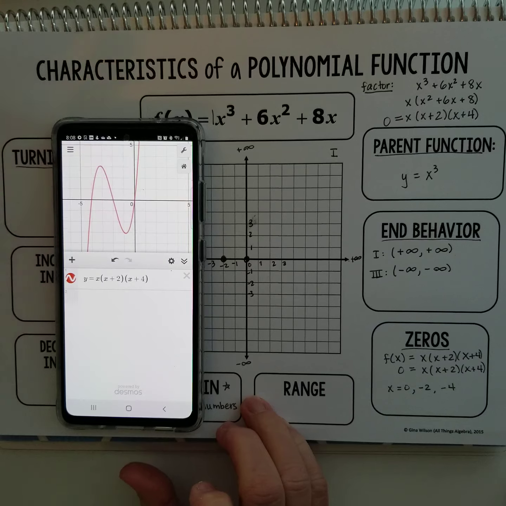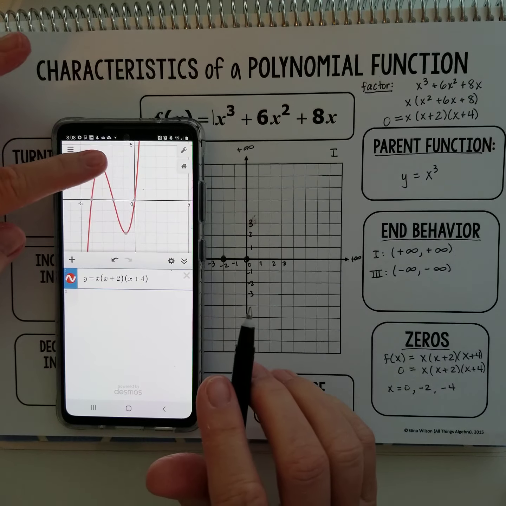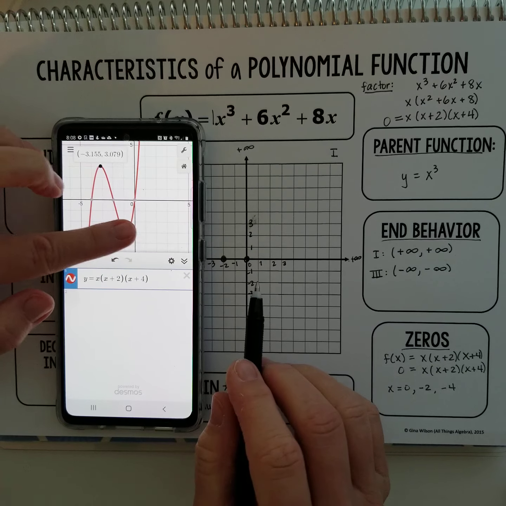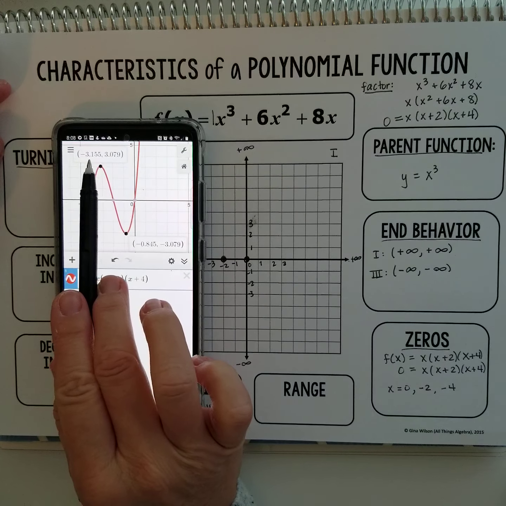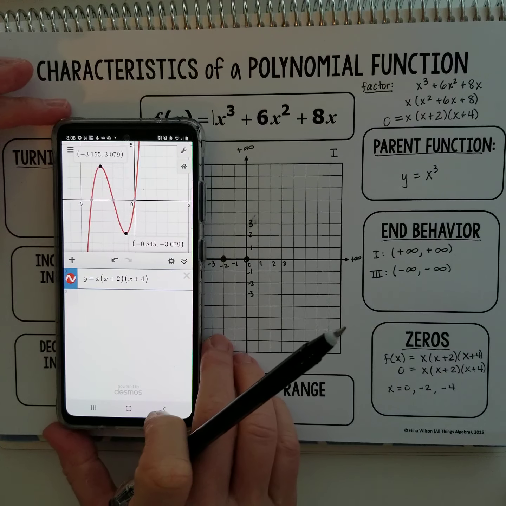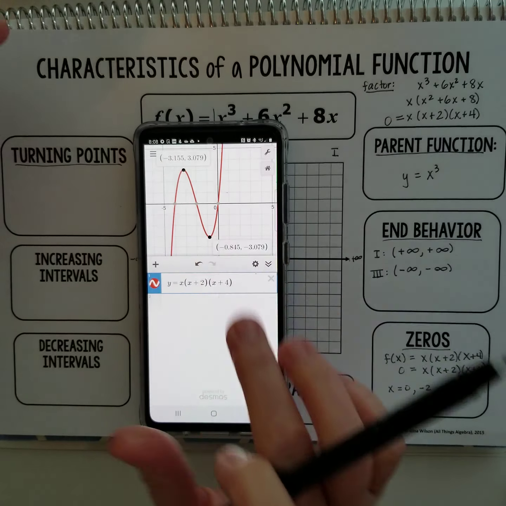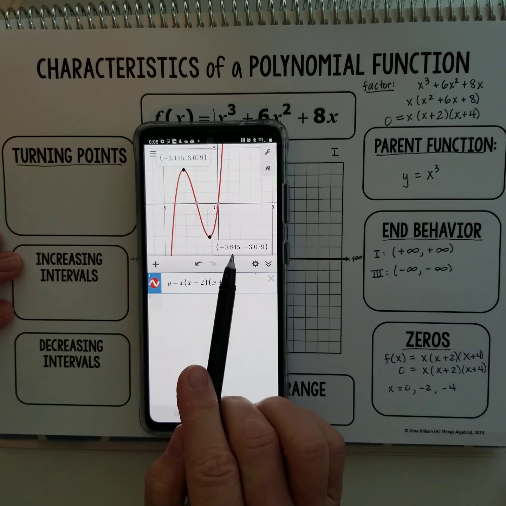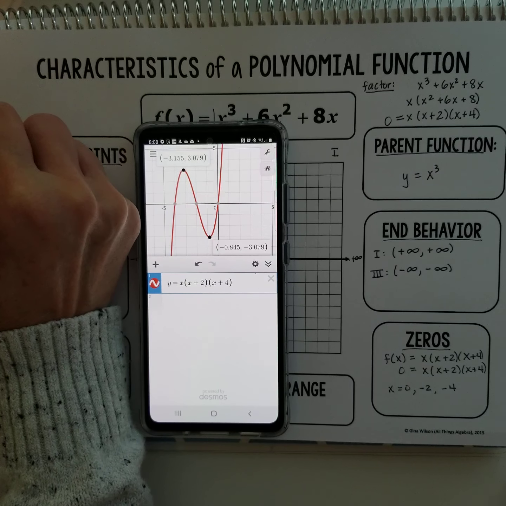And I'm just going to touch the function and it's going to show me those 2 points, right? Negative 3.155 and 3.079. That's one of my turning points. And the other one is at negative 0.845 and negative 3.079.